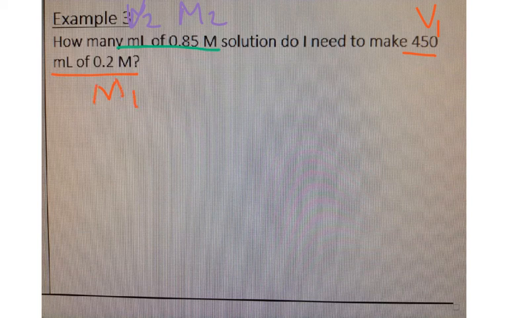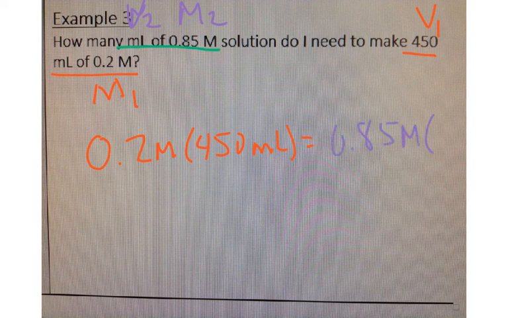So once again, it doesn't matter which one you assign as M1 or M2, but the portions need to go together correctly. So the molarity needs to go with its corresponding volume. All right, so now plugging into my M1 V1 equals M2 V2. I have my M1, which is 0.2 molar, times my V1, which is 450 milliliters. Okay, that is equal to my M2, which is 0.85 molar, times my V2.